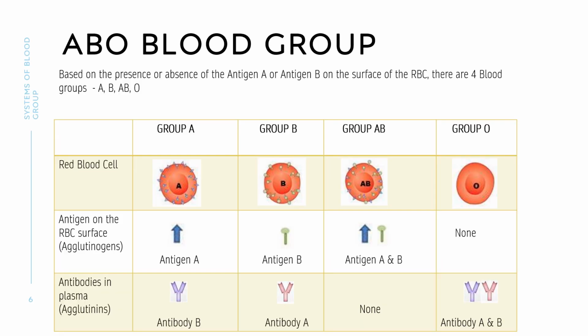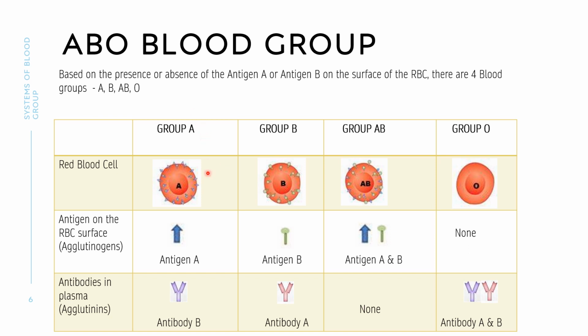Now let us understand the most common classification of blood groups, which is the ABO blood groups. The ABO blood group is based on the presence or absence of antigen A or antigen B on the surface of the RBC. So depending on whether antigen A is present or B, or both antigen A and B, or none of them, there are these four different blood groups. Let's look at each of them individually.